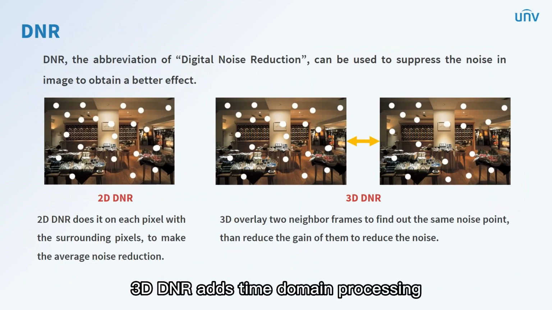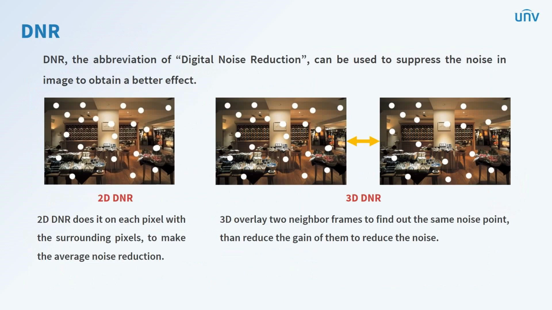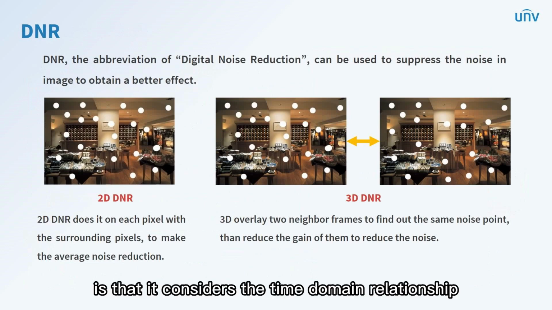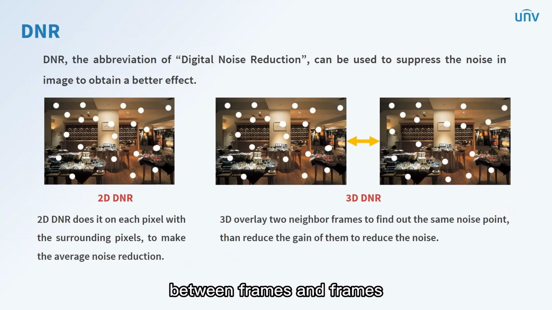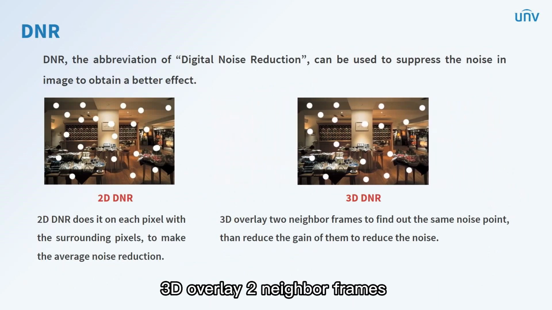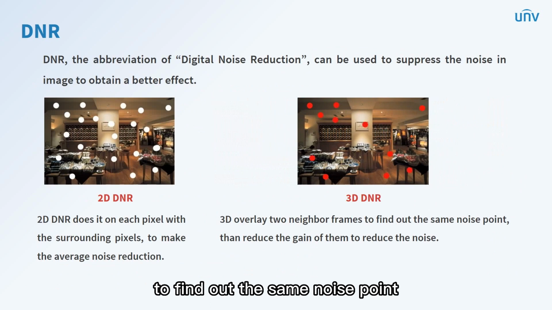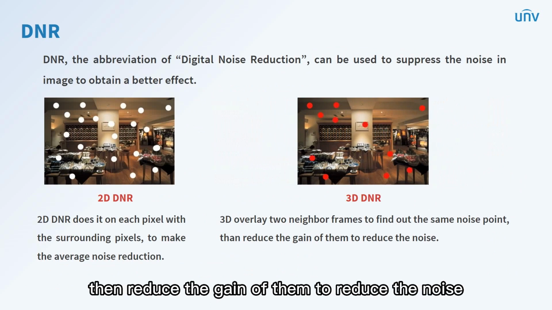3D DNR adds time domain processing. The difference from 2D DNR is that it considers the time domain relationship between frames. 3D overlays two neighbor frames to find out the same noise point, then reduces the gain of them to reduce the noise.